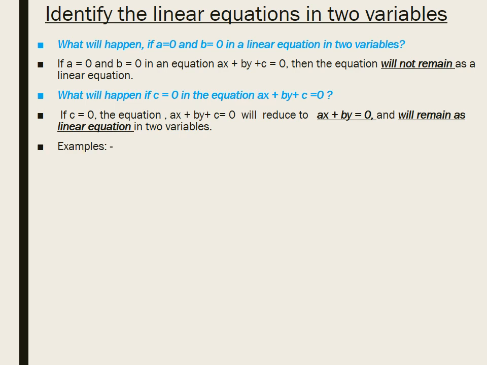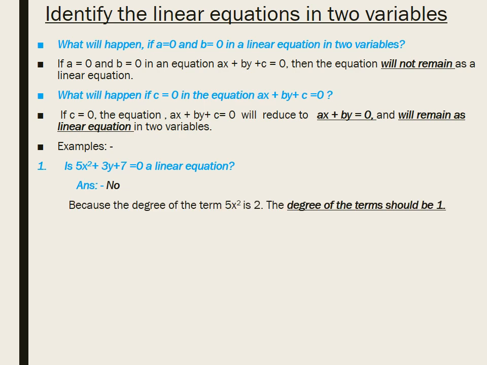Let's take up some examples. First example, 5x squared plus 3y plus 7 is equal to 0. Let's discuss whether this given equation is a linear equation or not. No, it's not a linear equation. Why? Because the power of the x term is 2. For an equation to be a linear equation, the power of x term or the power of the variables should be 1.